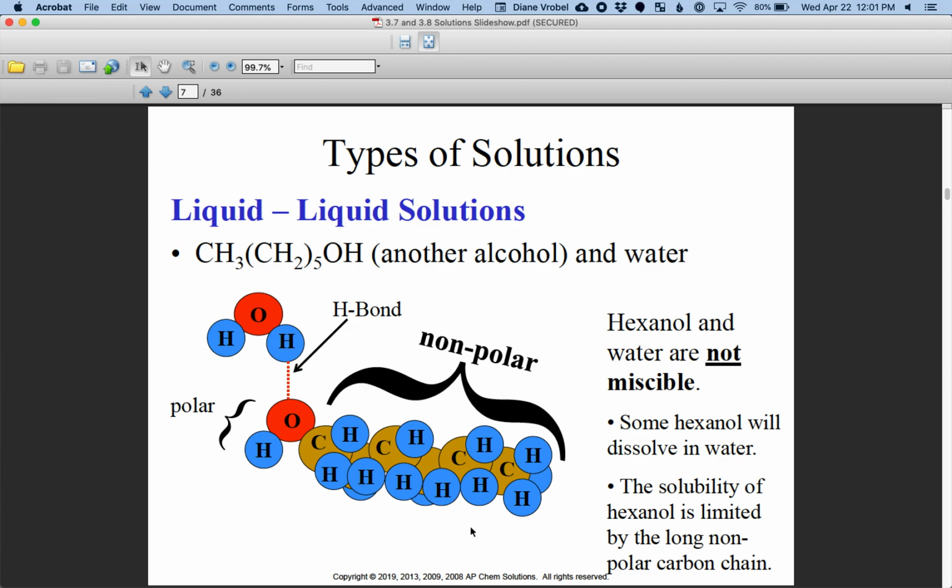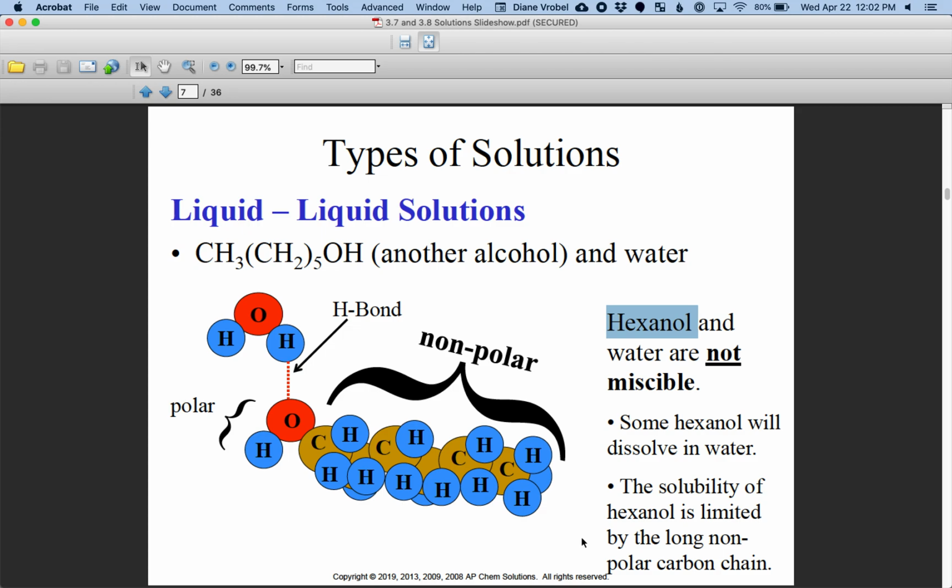Okay, here's an example where we have a larger alcohol, and this is hexanol. So hexanol is a six-membered ring, or I'm sorry, six-membered chain. And even though it has the OH covalent bond on the end of it, it's got a large nonpolar section. So as a result of it, there is repulsion between these two substances, and we don't get a mixture.